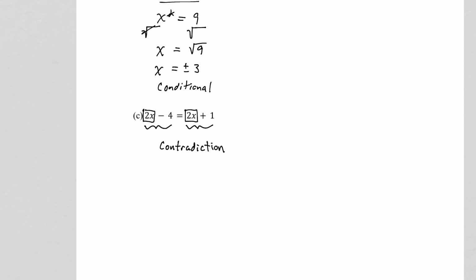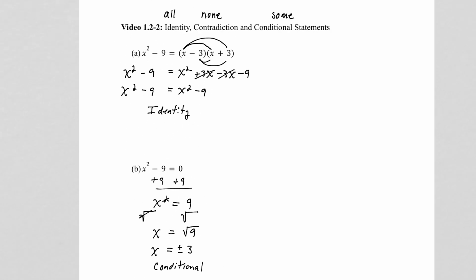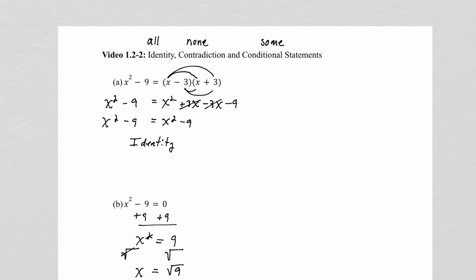Okay, so just one more time, we have identity statements. They are true for all real numbers. Contradictions are not true for any real number, and conditional statements are true for some real numbers.